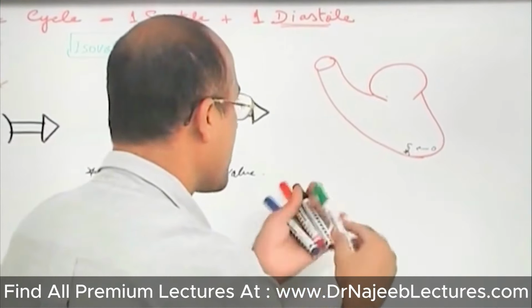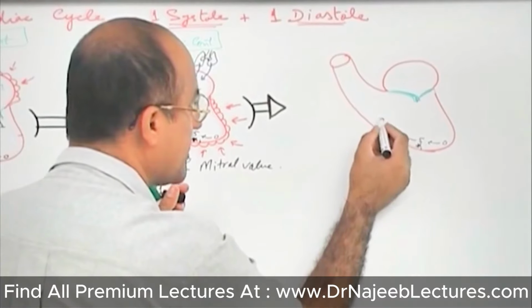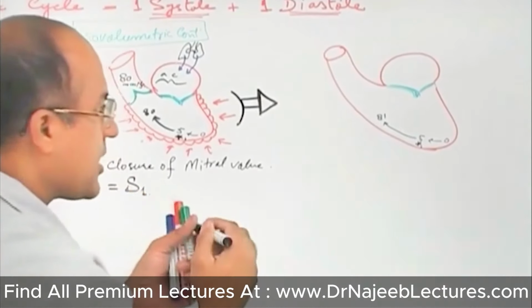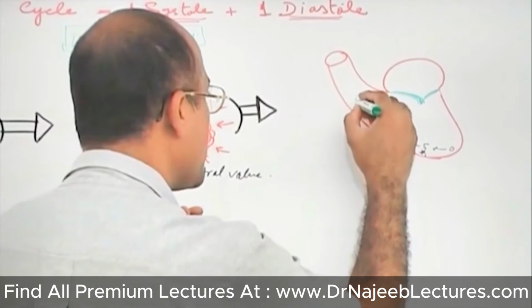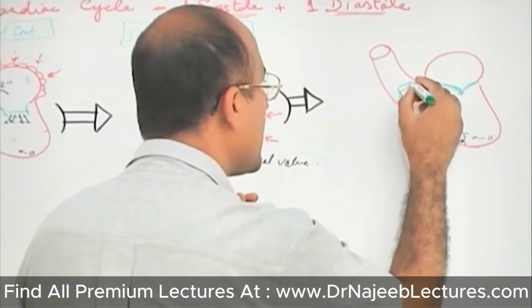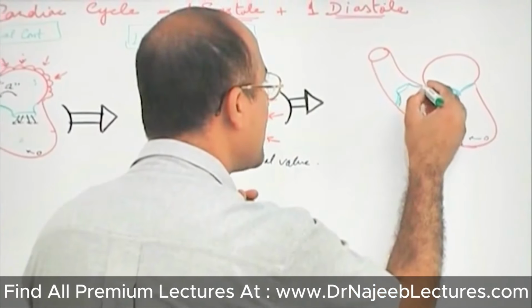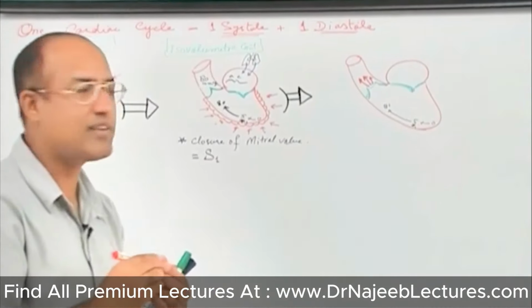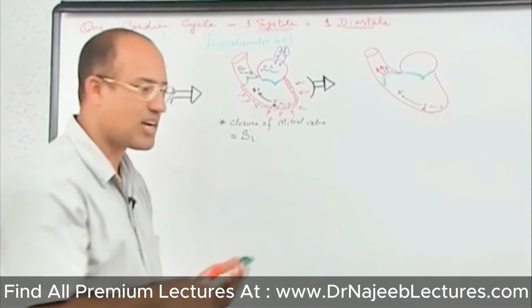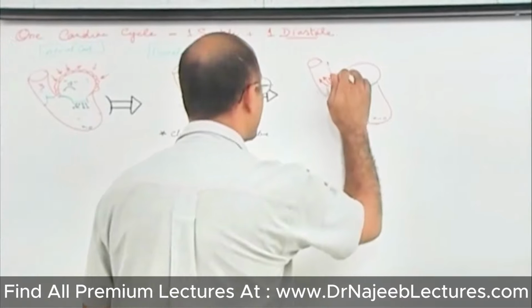Then, in isovolumetric contraction, pressure has gone up to 81. As soon as it becomes 81, the pressure in the ventricle becomes more than aortic. And which valve will open now? Aortic valve. And when the aortic valve opens, what will happen? Blood will start ejecting rapidly from where? From the ventricles. And blood is being pumped where? To the aorta.